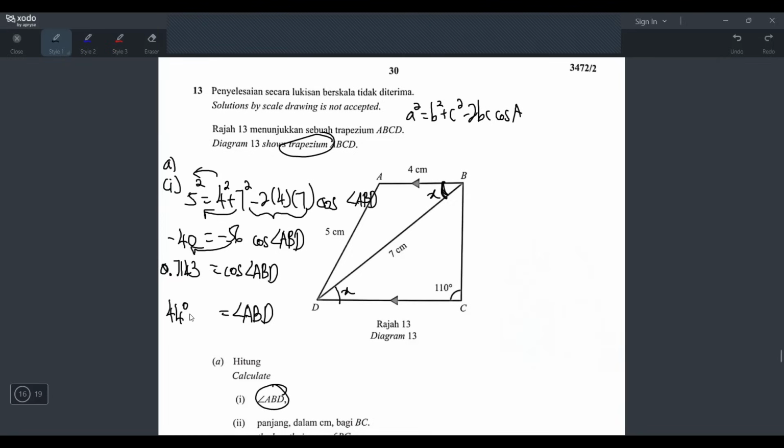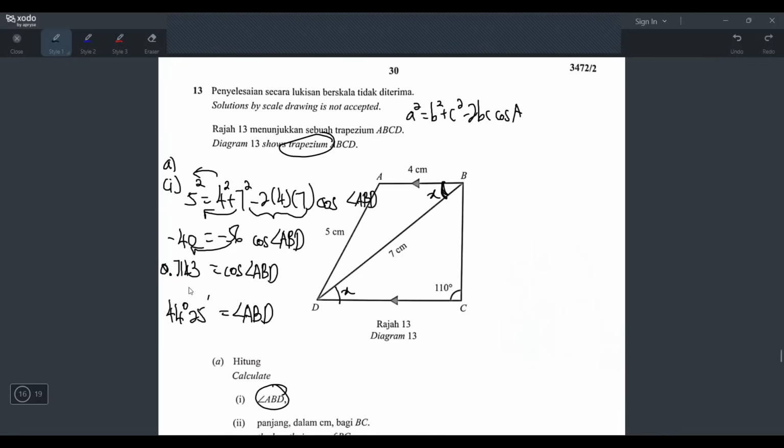All right. If you want to write in decimal, 44.25, 44.42 degree, can also. Okay, it's up to you. You can write in decimal or you want to write degree minute also can. But I usually prefer to write in degree minute. So this is my answer. Okay, so that's it. Oh, one more thing I want to mention.